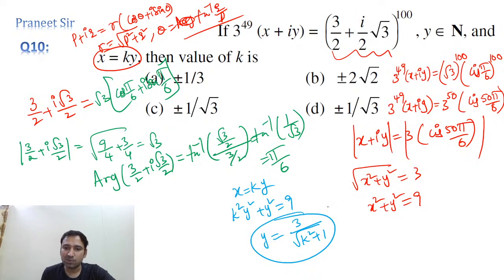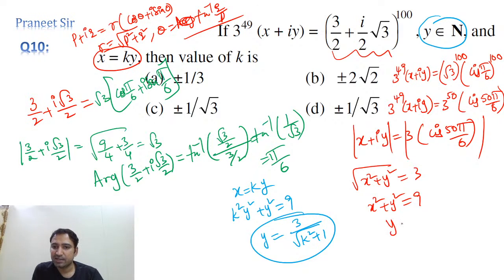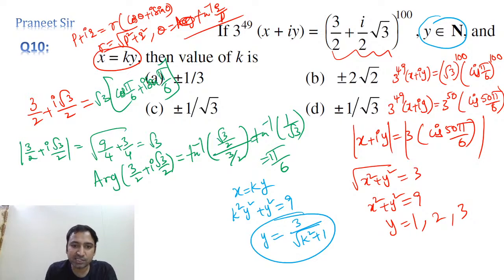Clear? So now, what he is saying, y should be a natural number, guys. So what is a possible natural number for y? Maybe y is equal to 1, 2, 3, all this, correct or not? So y can be 1 or 2 or 3 like this. So if I take y equal to 1, what do I get, guys?